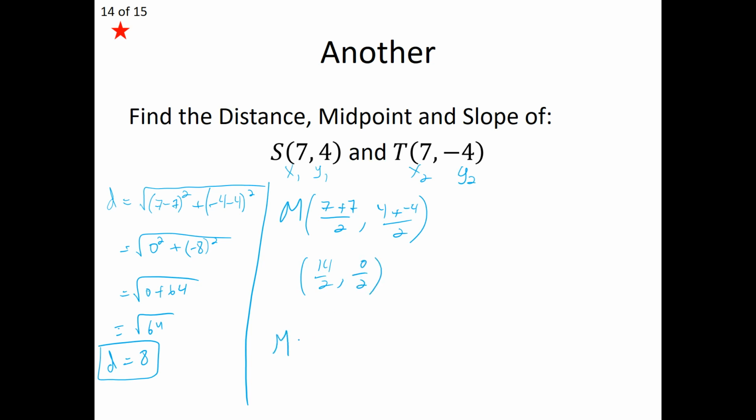And then we simplify this, we get our final answer for our midpoint. 14 over 2 is 7. 0 over 2 is just simply 0. So there is the midpoint then of our ordered pairs, 7, 0. And last but not least, we will calculate the slope.